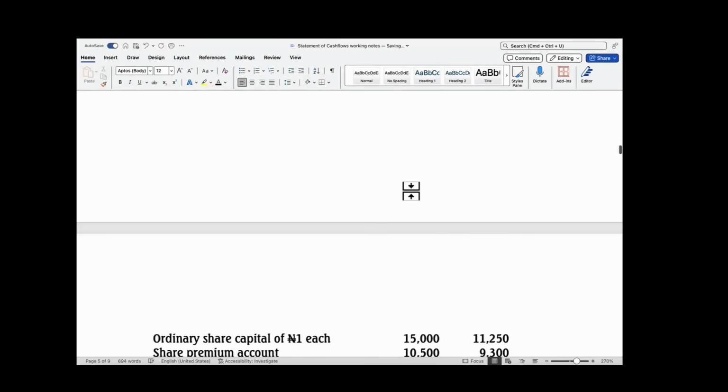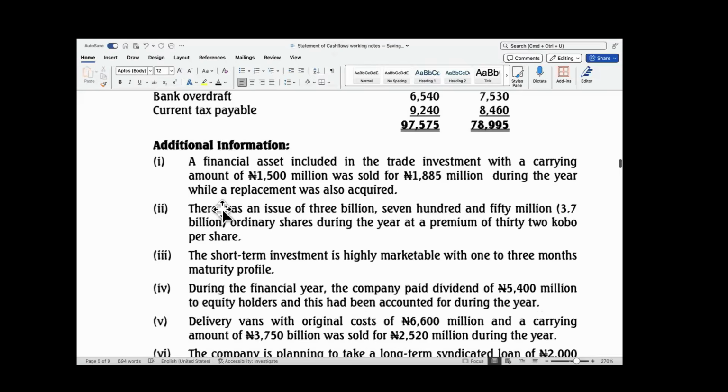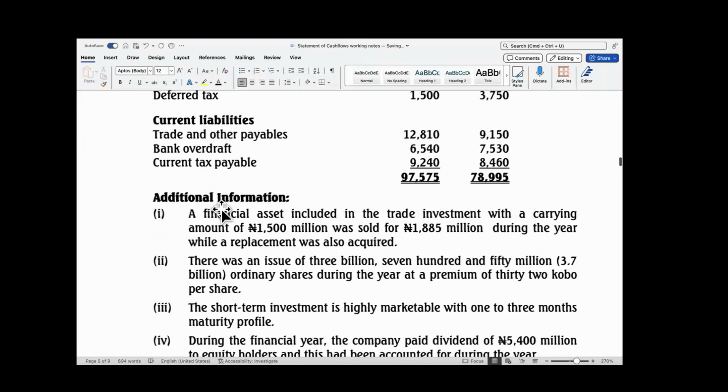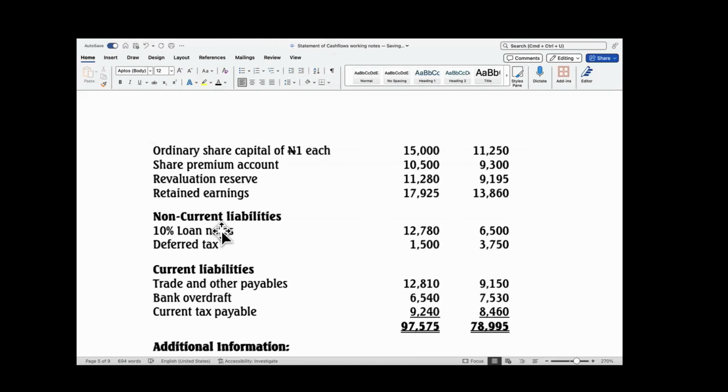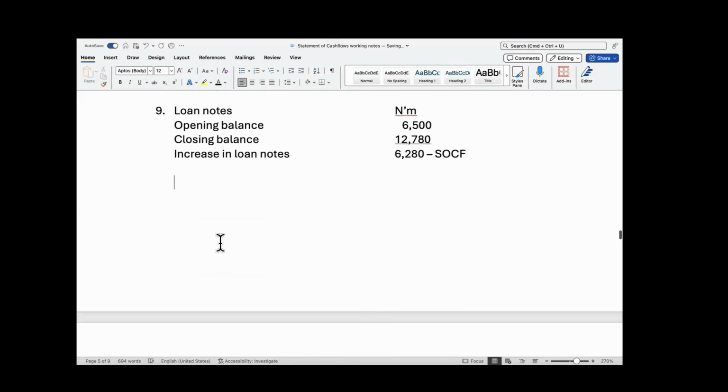Then the next one is deferred tax. So usually we don't treat deferred tax in isolation. We are going to treat deferred tax and current tax together as one. So we'll combine them together. Okay, so let me just, number 10. That's my taxation all together.